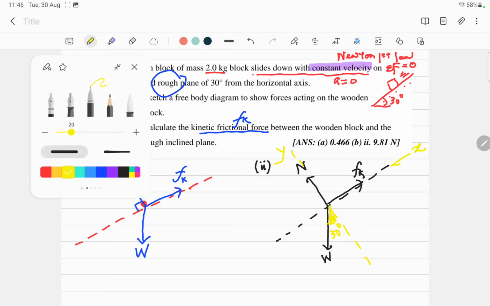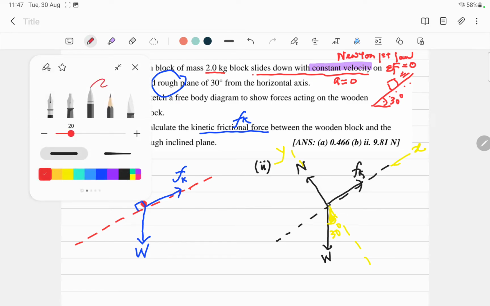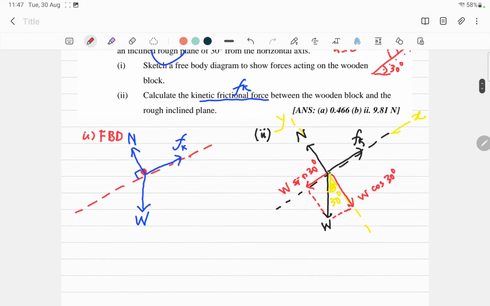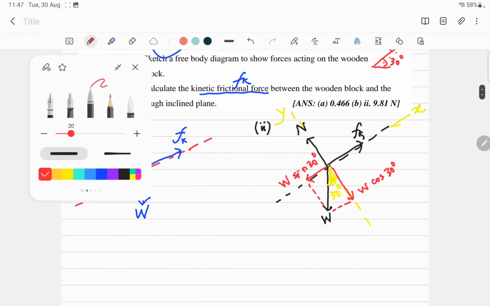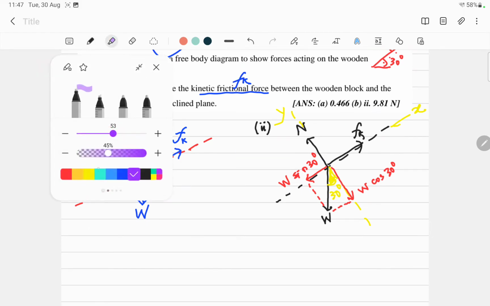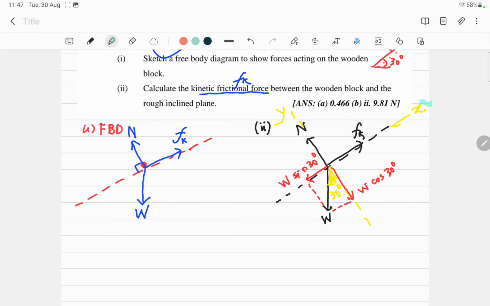Then we do the resolving. The force that we need to resolve is the weight. We can resolve into component y, which is weight cos 30, and component x, which is weight sin 30. So we are done with our resolving. Then we can start to apply Newton's law in order to solve the question. We want to find Fk. So where is Fk? Look, Fk lies along the x-axis.